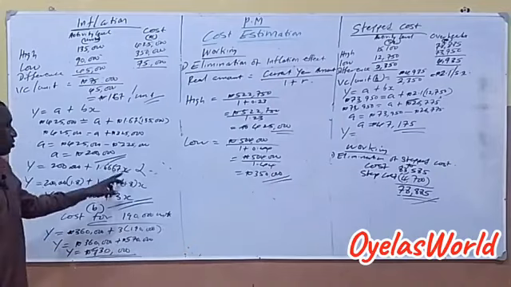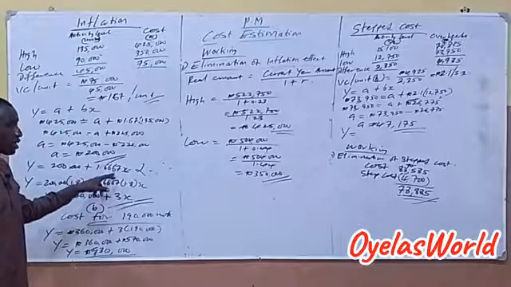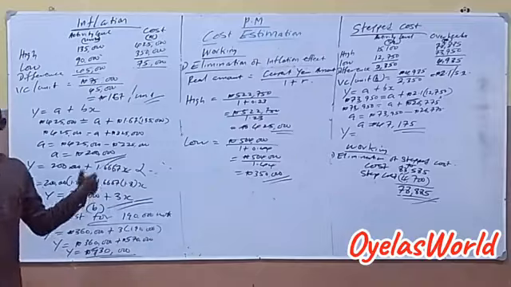If you use this figure, after you have gotten your final answer, you have to multiply by 1.8 to get the final.